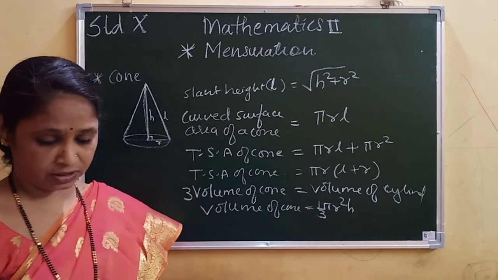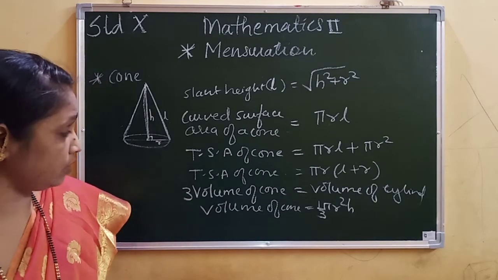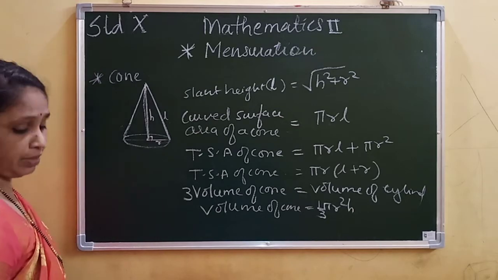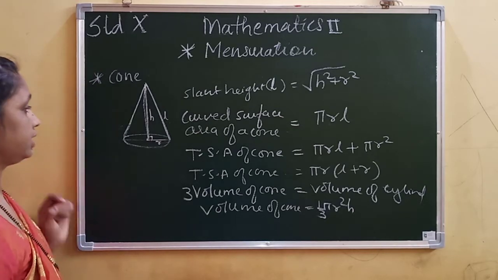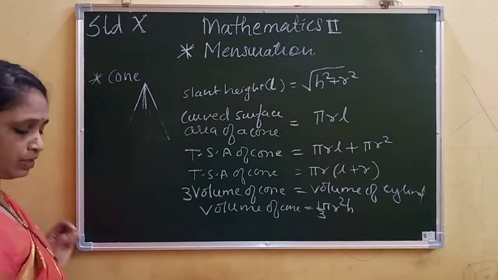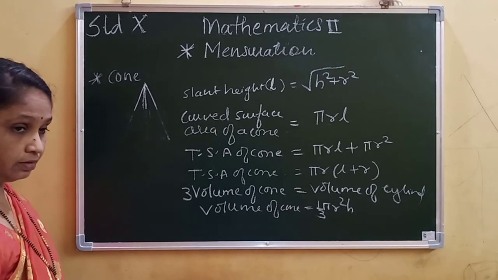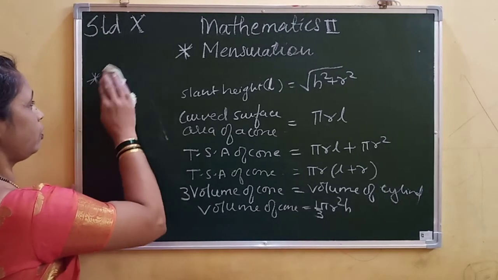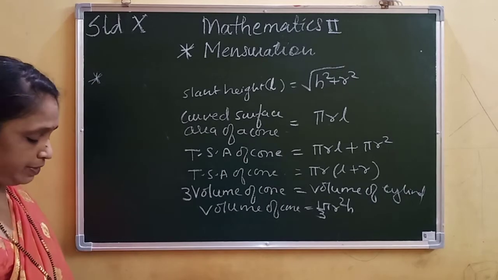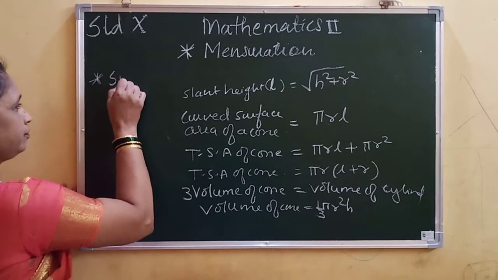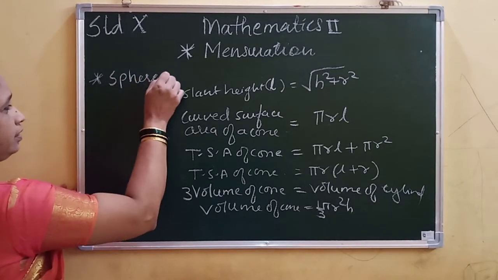Volume of cone is 1/3 pi r square h. See now how it is easy to remember. Now next figure which we will see, that is the sphere. Sphere means a ball. Ball we will call it as a sphere. Okay, next figure we have to study, that is a sphere.